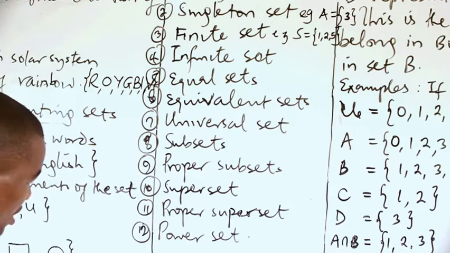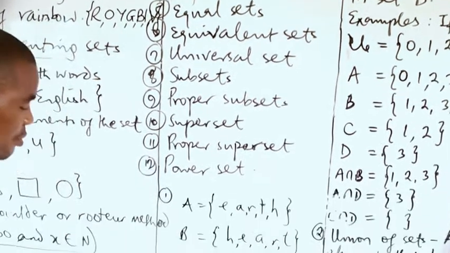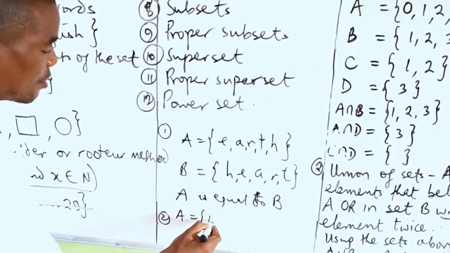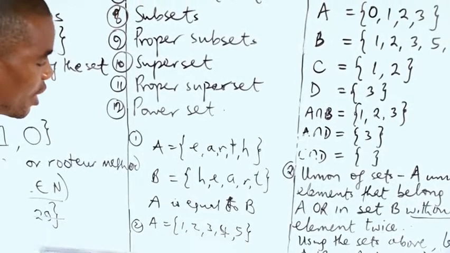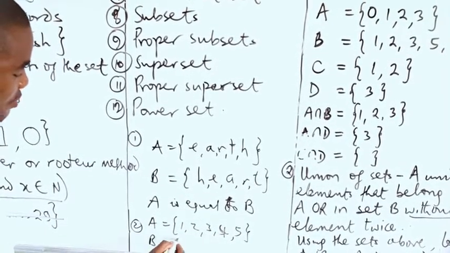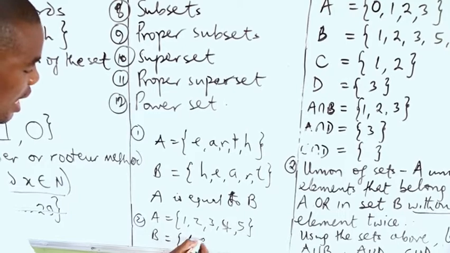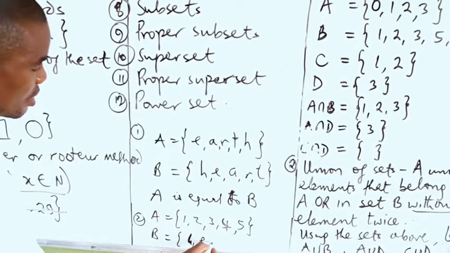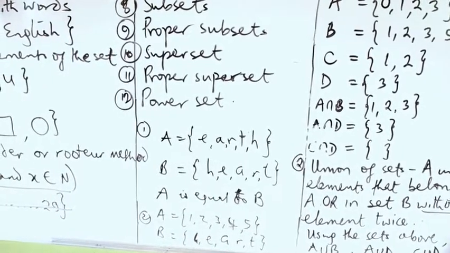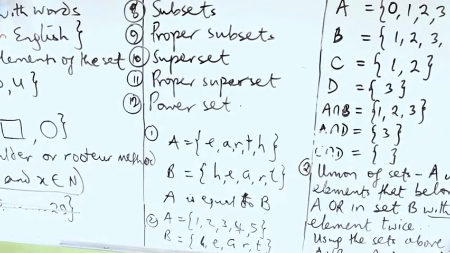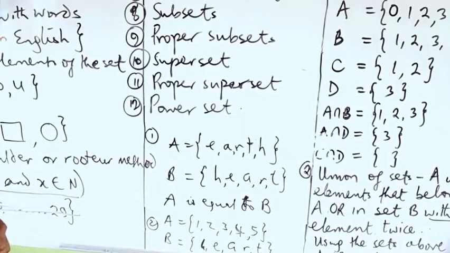For example, let me give you that one. Let's say set A is 1, 2, 3, 4, 5, and set B, just as we have it on the board here, is R, H, E, A, R, T. If you look at these two sets, you discover that the two of them have the same number of elements.